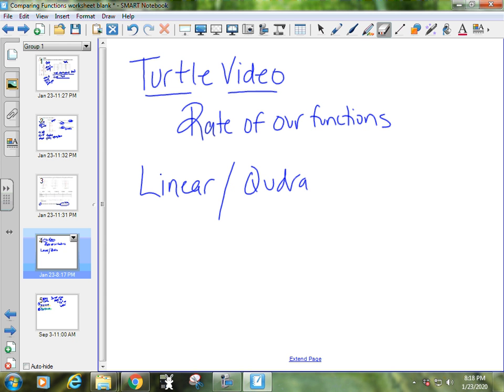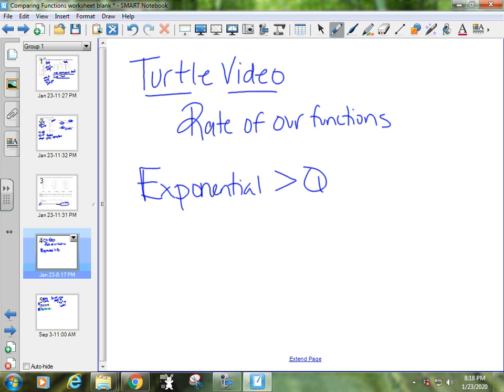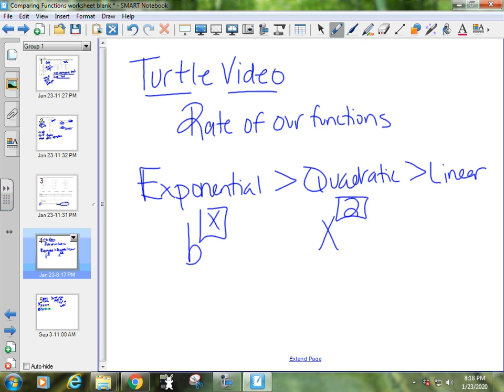Let me rewrite this the other way. Let's do greater than. So exponential wins every time. So it's greater than quadratic, and then a quadratic, of course, is greater than linear. And I say of course, because remember, this is b to the x. This can go on forever and ever and ever. This is restricted with a square. And then this is linear. It's just one, the x is restricted to 1.